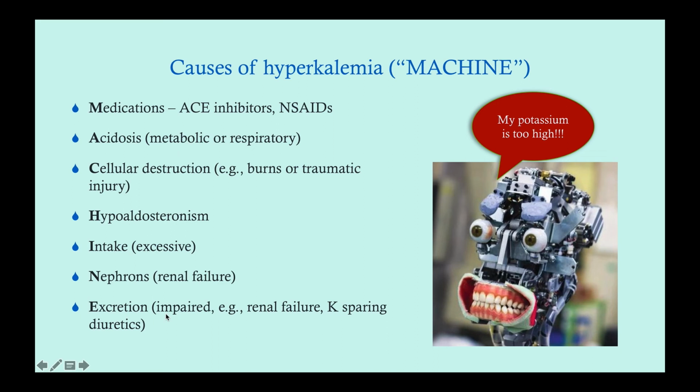And then excretion issues. Primarily here I'm talking about potassium-sparing diuretics. Renal failure we kind of already talked about. They have poor potassium excretion. But potassium-sparing diuretics, if you give that, you're going to impair the excretion. So you got to be careful. Obviously, when we give diuretics, we're worried about hypokalemia. But if you give potassium-sparing diuretics, we've got to be careful not to work too far in the other direction. So that would be a problem with excretion. And here I have the machine here screaming, my potassium is too high. So remember, machine with hyperkalemia. MACHINE.